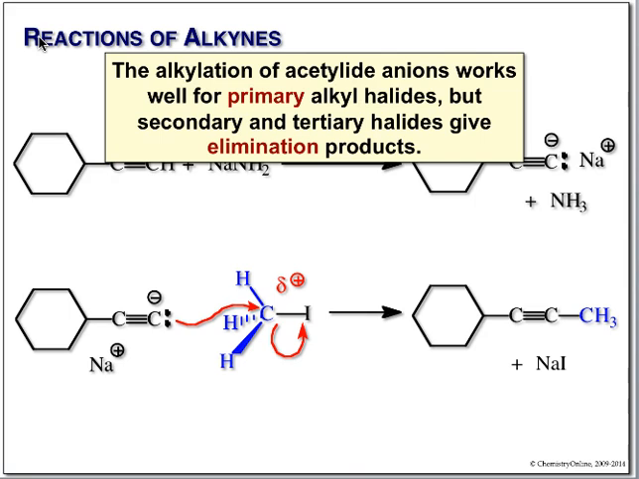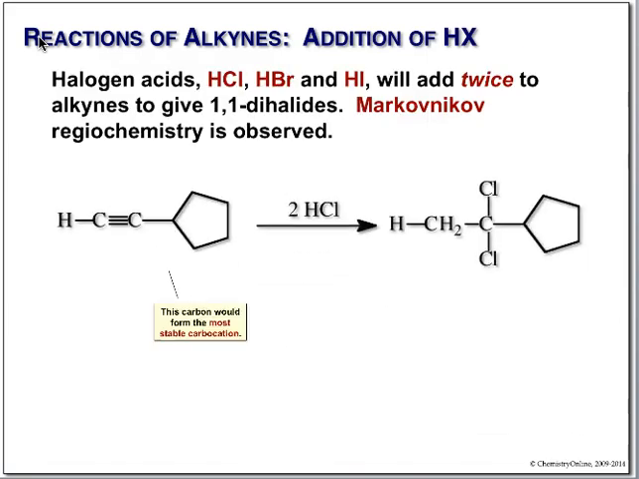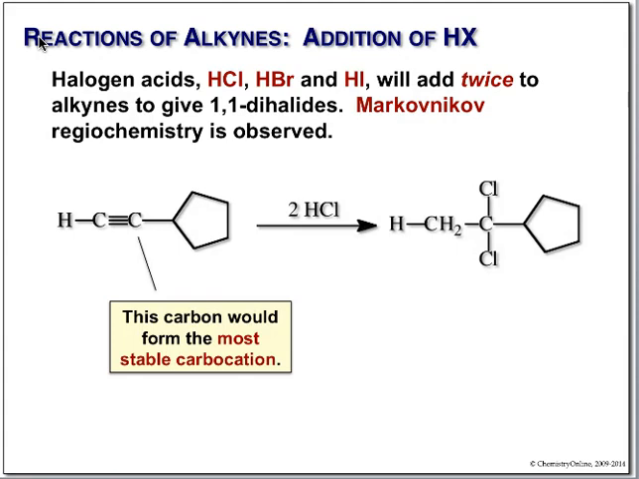All right, what we're going to do is just quickly run through the addition reactions now. And once again, the impression I want you to come away with is this is just like we did with alkenes. Our first one is the addition of HCl, HBr, HI. If you look at our starting material here, and you think about it in terms of Markovnikov addition, which one of these carbons on the alkyne would give the most stable carbocation?